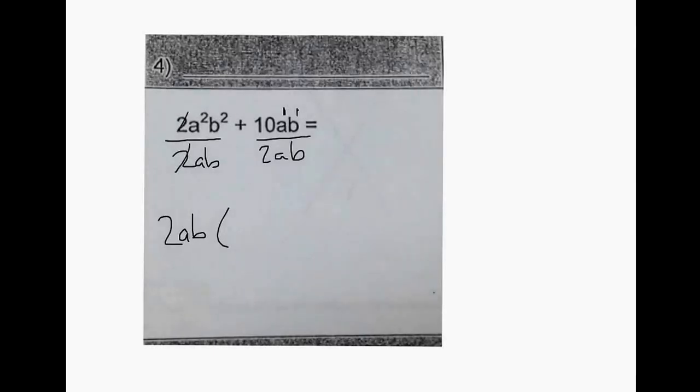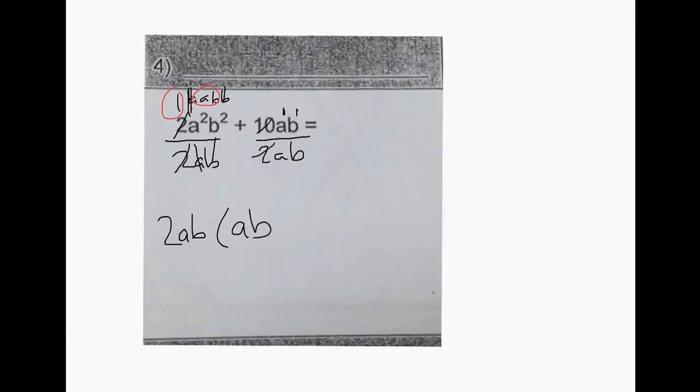So 2 divides into 2 and leaves us with 1. A cancels. B cancels. And so we're left with 1 AB, or just AB. 2 goes into 10 5 times. A cancels, B cancels, so that's plus 5.